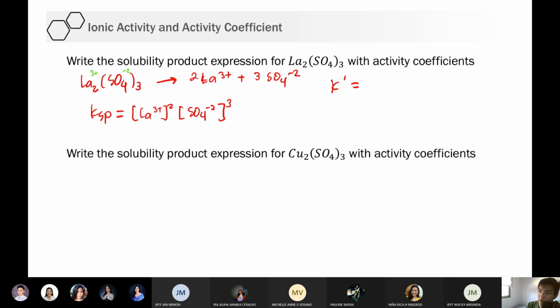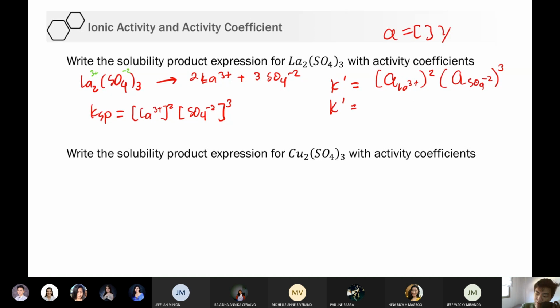So we write it as the activity of lanthanum 3 plus squared times the activity of sulfate ion cubed. Again, the only difference is that instead of writing concentration, square brackets, we write the letter A. That means we are talking about the activity of the ions in our K prime. And we know that activity is equal to concentration times the gamma. So let us substitute that in our equation.